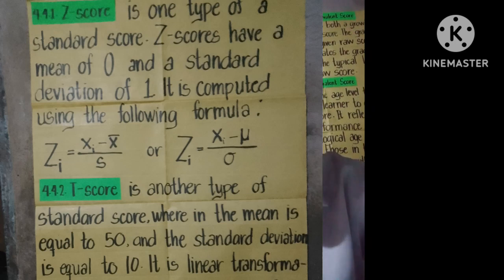A Z-score can be either positive or negative. The plus and minus signs do not indicate the magnitude of the Z-score. Rather, they indicate the direction of the raw score from the mean. A positive Z-score means that the raw score is higher than the group mean, while a negative Z-score indicates that the raw score is lower than the group mean. So that is the Z-score.